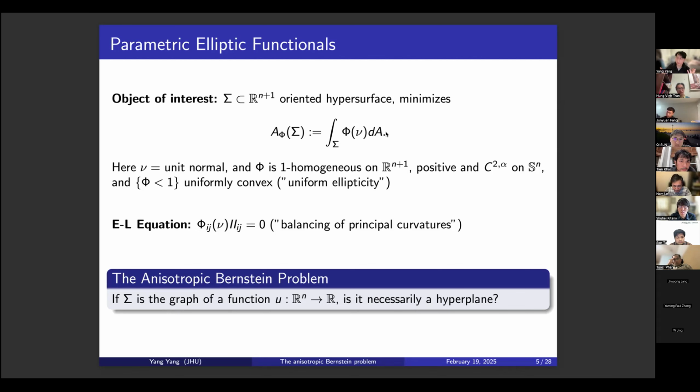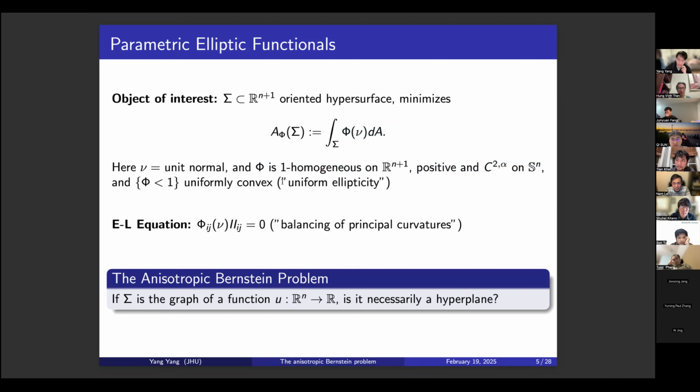So if we have a minimizer of a functional like this, then rotation will not keep the problem invariant. We lose rotation invariance for this kind of problem, unlike the minimal surface. What we assume about this weight, or this integrand phi, is that it's one-homogeneous on R^(n+1), and it's a norm, so it's positive and smooth away from the origin, and it's convex. So the level sets of the function phi are nice, uniformly convex sets. This is what we mean when we say elliptic functional.